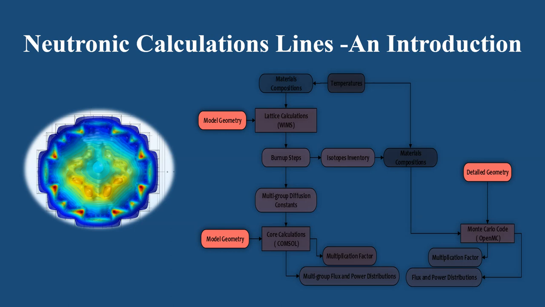Okay. After introducing a brief description of the theory behind neutronic calculation lines, and why we sometimes need to integrate two techniques, like solving the neutron transport equation and then solving the diffusion equation, or solving the neutron transport equation and then applying the Monte Carlo method, now we want to introduce the neutronic calculation lines.